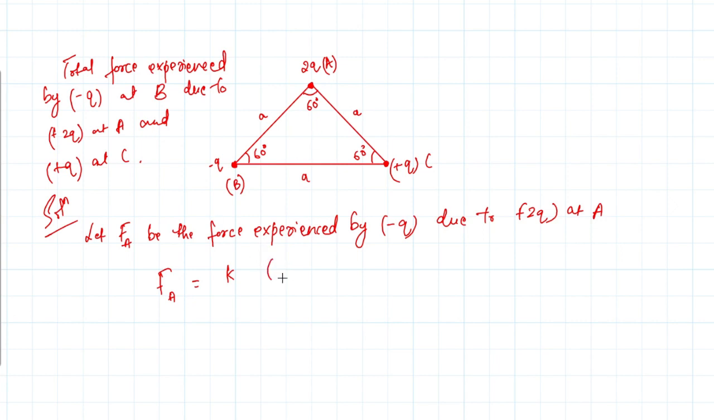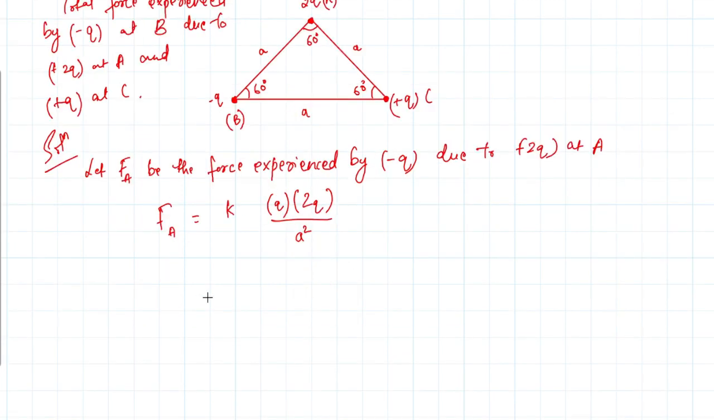So the product of the two charges: one charge is q, the other charge is 2q, divided by the square of the distance between them. What is the distance? The distance is a out here, so it will be a squared. So if I solve this, FA will be k times 2q times q, which is 2kq squared, over a squared. Give it as equation number 1.